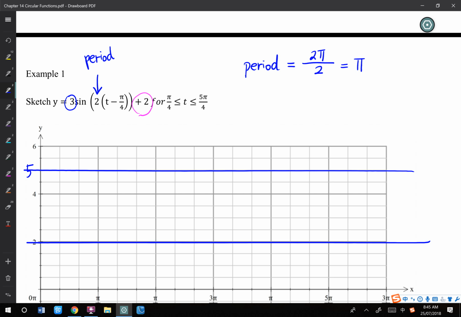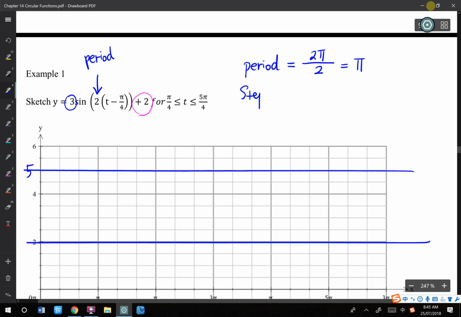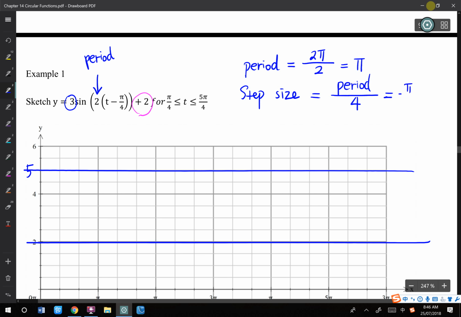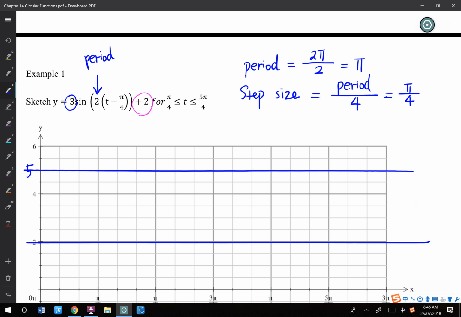Now I want to introduce another thing which is normally not really shown. It's called the step, or step size. I'll explain what step size is. Step size is period divided by 4, always. I will cut the period into 4 sections. You can see why when I go to the front page. So in this case, it's pi on 4. I work out my period because I want to see what each step I will take.